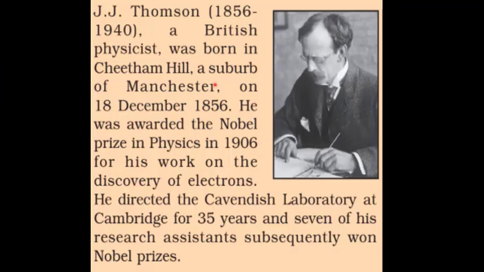J.J. Thomson, a British physicist, was born in Cheetham Hill, a suburb of Manchester, on December 18, 1856. He was awarded the Nobel Prize in Physics in 1906 for his work on discovery of electrons, which was a great achievement. He directed the Cavendish Laboratory at Cambridge for 35 years, and 7 of his research assistants subsequently won Nobel Prizes.